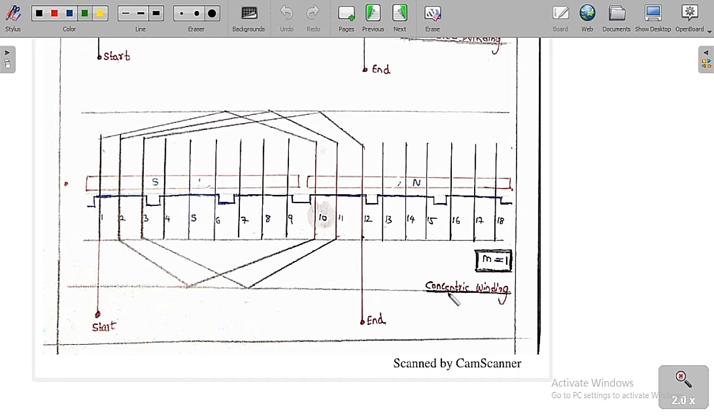This is a very important point. So if these three conductors are kept in different slots, then it is called the distributed winding.